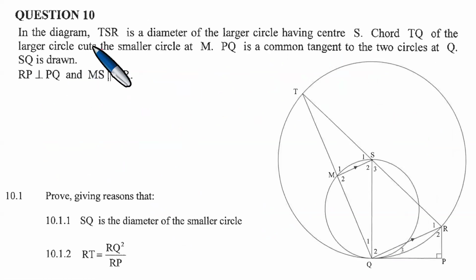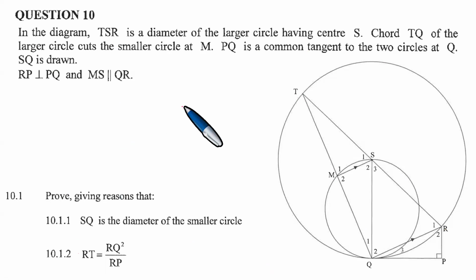In the diagram, TSR is the diameter of the largest circle having center S. Chord TQ of the largest circle cuts a smaller circle at M. PQ is a common tangent to the two circles at Q. SQ is drawn. Moreover, RP is perpendicular to PQ, and the line segment MS is parallel to QR. Prove, giving reasons, that SQ is the diameter of the smaller circle.